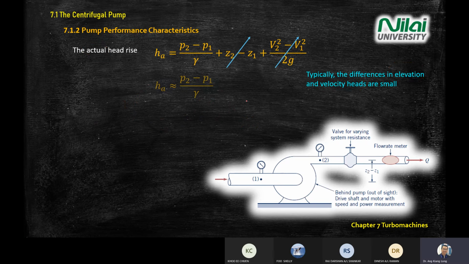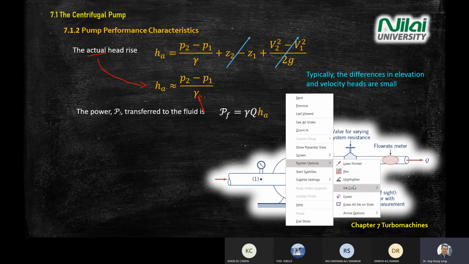All right, then your actual head will be equal to P2 minus P1 divided by gamma, right? Gamma is the specific weight of the fluid. So this value also needs to be referred from the table.